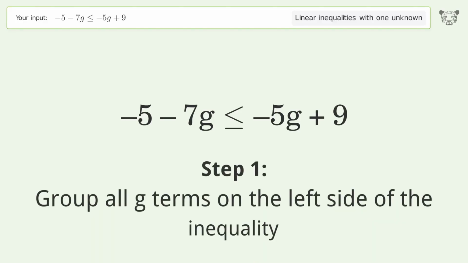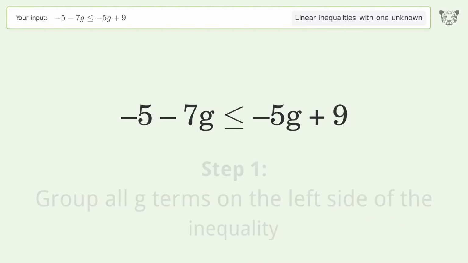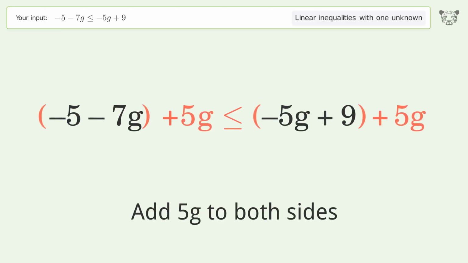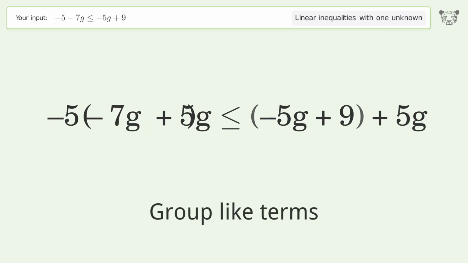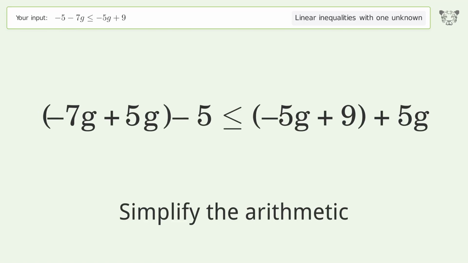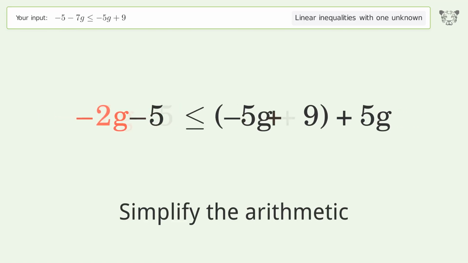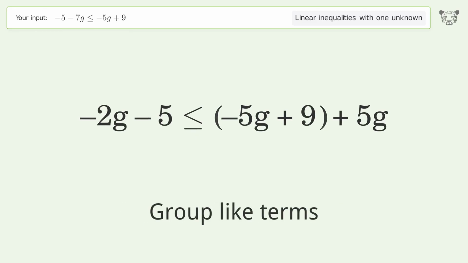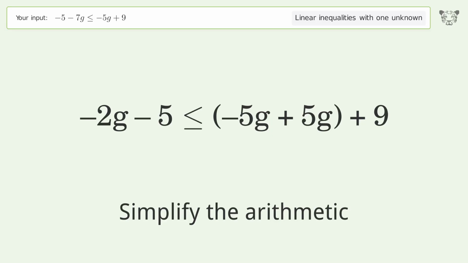Group all g terms on the left side of the inequality. Add 5g to both sides. Group like terms. Simplify the arithmetic. Group like terms. Simplify the arithmetic.